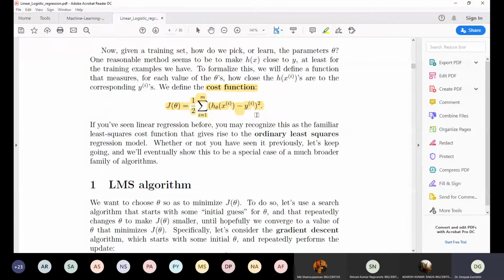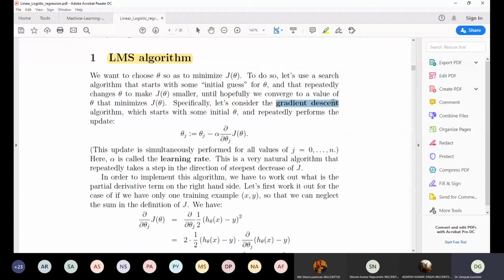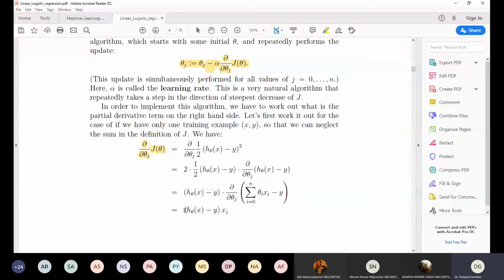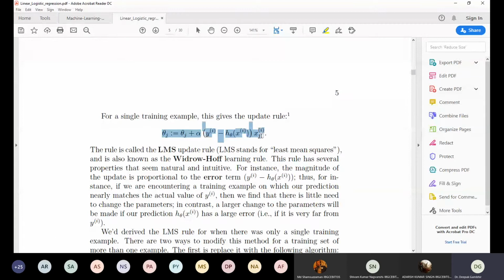Next we have used the LMS algorithm. In the LMS algorithm we have used gradient descent. In gradient descent we update the parameters in a way that reaches the minimum value of this cost function as fast as possible. The parameters are improved by theta j minus alpha times the partial derivative of J theta with respect to theta j. We have computed the partial derivative as h theta of x minus y, times xj.